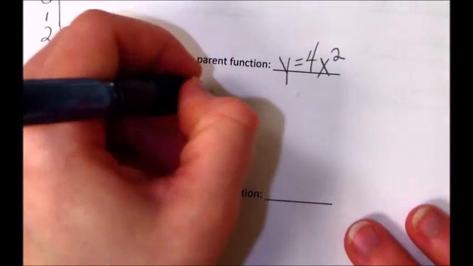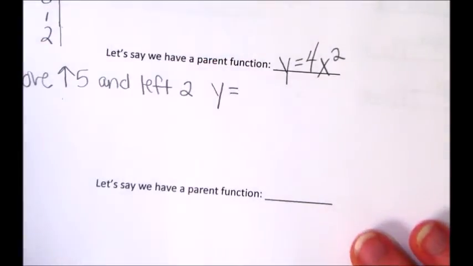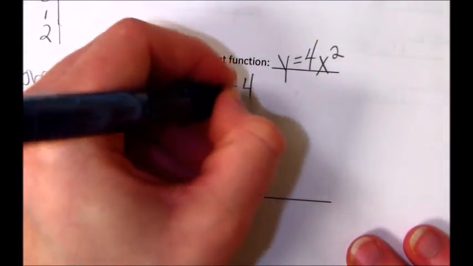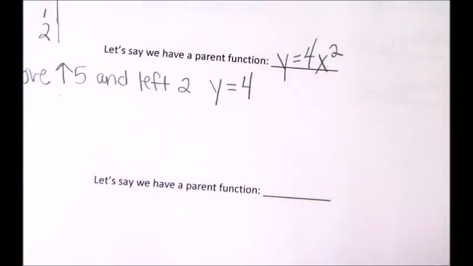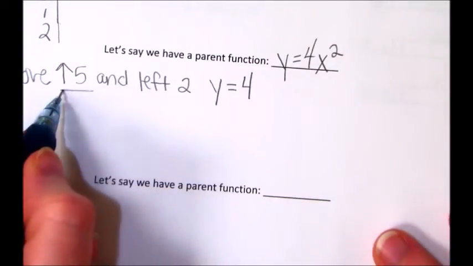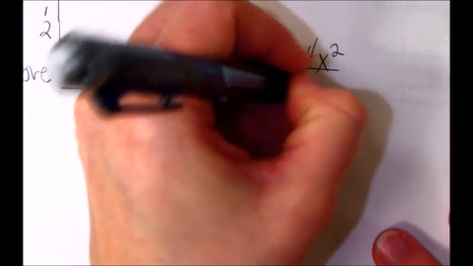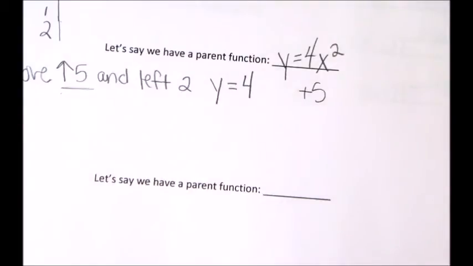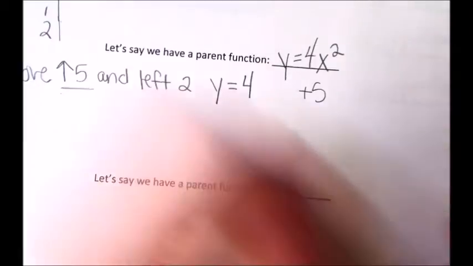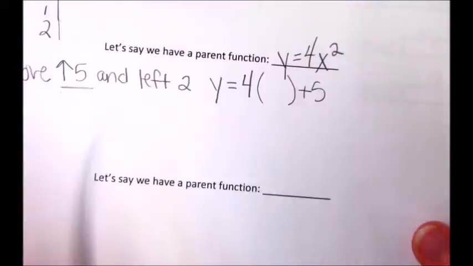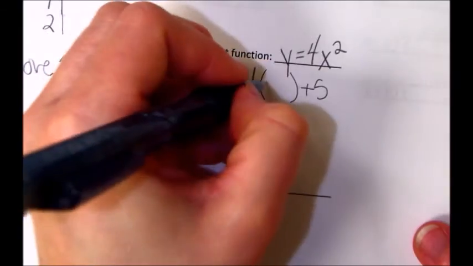Ready? So we're going to have y equals, we're going to keep our 4. Now, here's where we're going to be really careful. Moving it up 5 units puts a big plus 5 in the back of our equation. To move it left 2 units, you need to have some parentheses with your x.